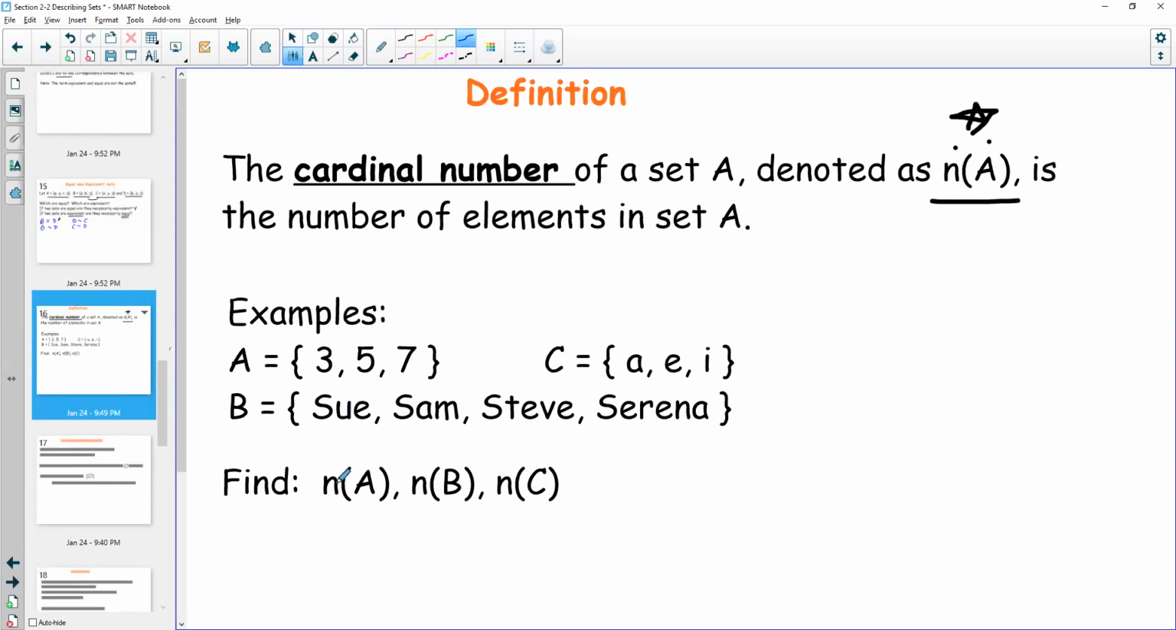So here are our sets. I want to find n(A). Literally just count how many things. Well, in set A, there's 1, 2, 3 things. So the cardinal number of A is 3. For set B, there's 1, 2, 3, 4 people. So the cardinal number of B is 4. Set C, 1, 2, 3. The cardinal number of C is 3. That's all it is. It's just count them, okay?